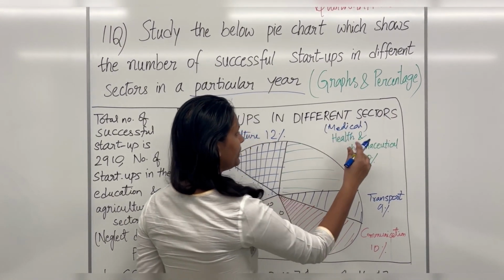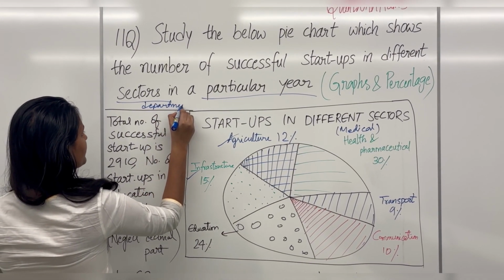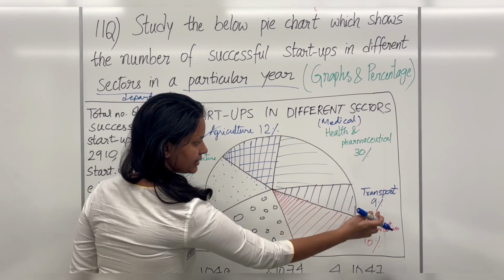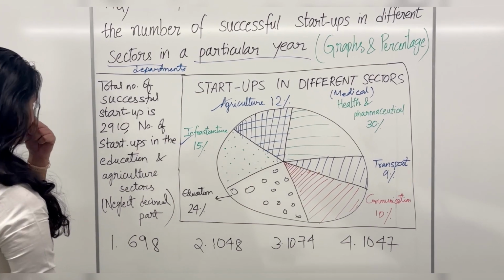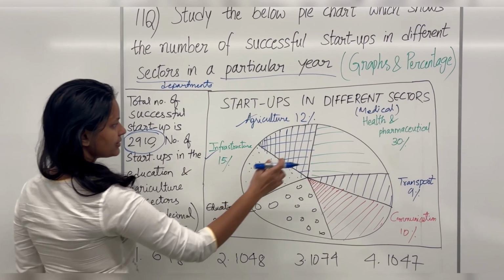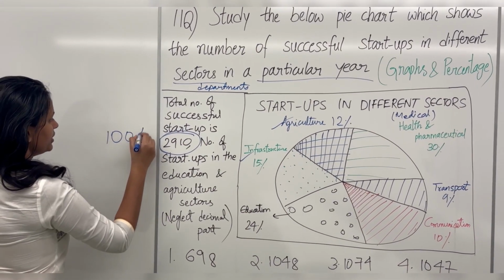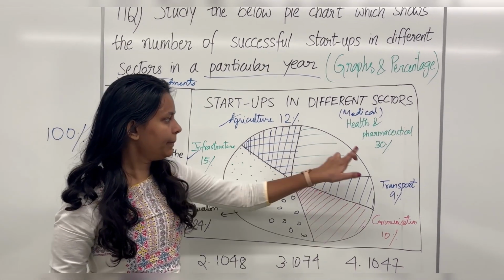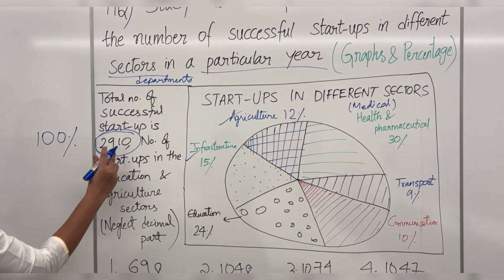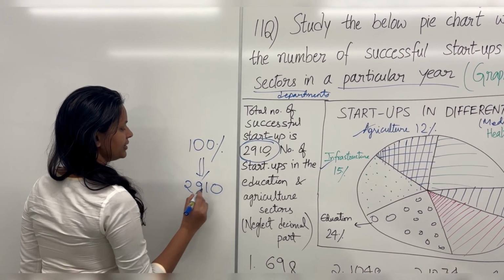So there are different departments. Sectors means departments. Here the percentages given are 15%, 12%, 30%, 9%, 10%, 24%. The total number of successful startups is 2910. This whole circle represents 100%. That is how 15 plus 12 plus 30 plus 9 plus 10 plus 24 gives 100%. This value is given as 2910.